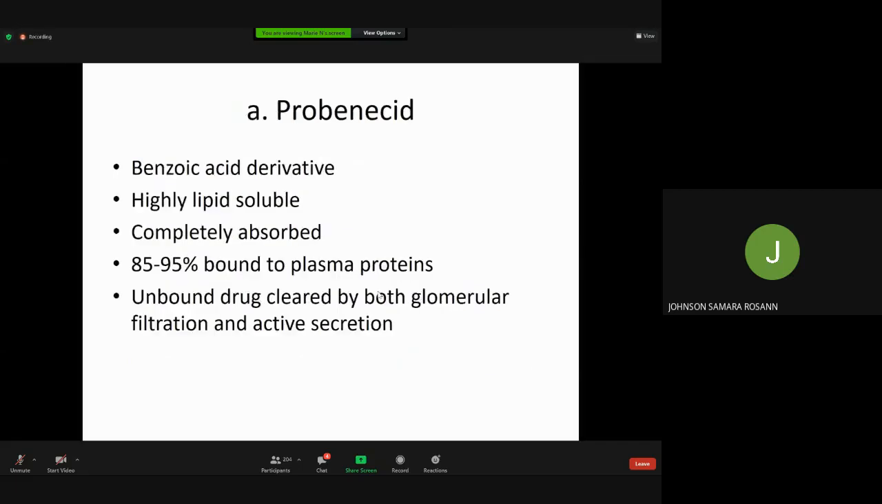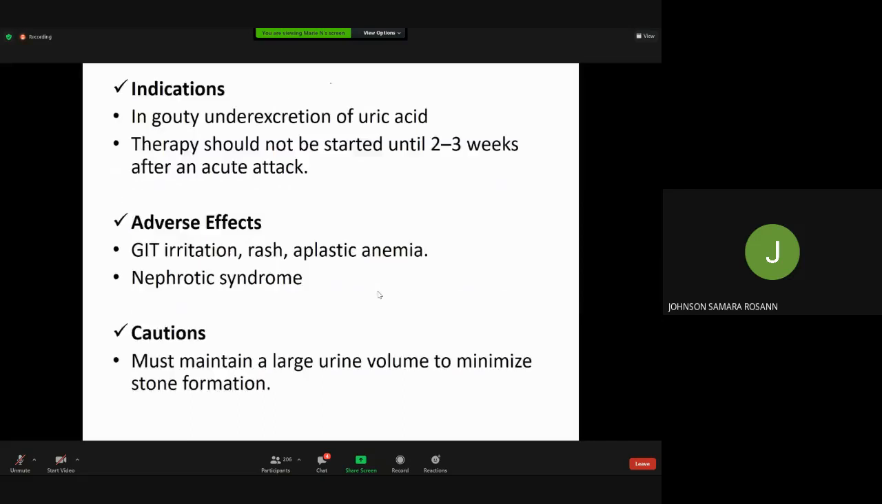So probenecid, in terms of its chemical structure, is a derivative of benzoic acid. It's highly lipid soluble, given orally, and it is completely absorbed. About 95% will be bound to plasma proteins. And when it reaches the kidneys, the free fraction will be cleared by both glomerular filtration and active secretion within the tubules. When will you use probenecid? If you are convinced that your patient is an under-excreter of uric acid.